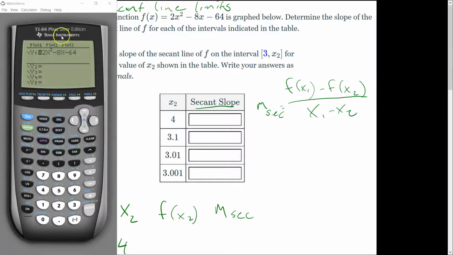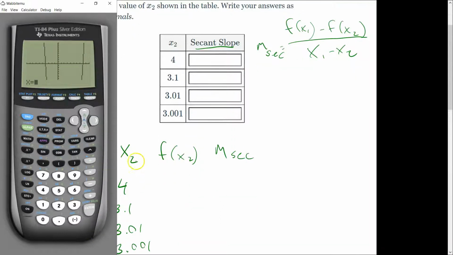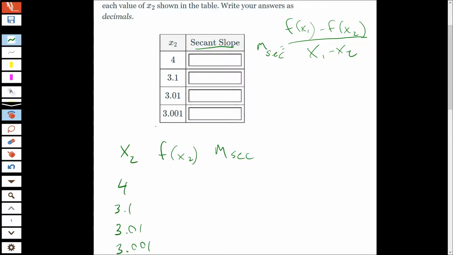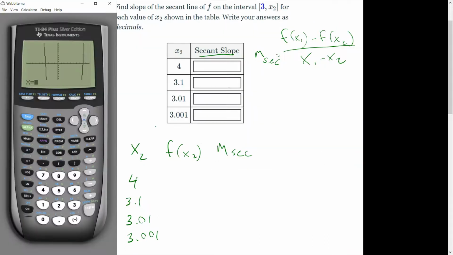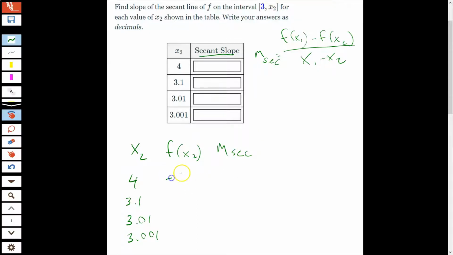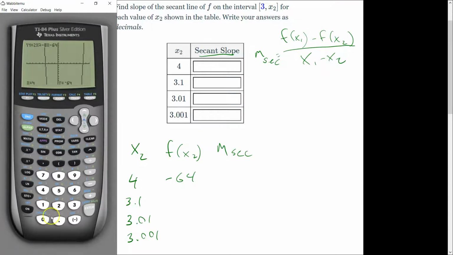Okay, so what I've done is I've gone y equals and I've typed this into the grapher. And I'm going to let it graph first. And then I'm going to go second calc value. And then I can type in an x and it'll give me the y. Okay, so let's fill out my table. So my first x is 4, and it's going to spit out negative 64. And then I can just retype now 3.1. It gives me negative 69.58.